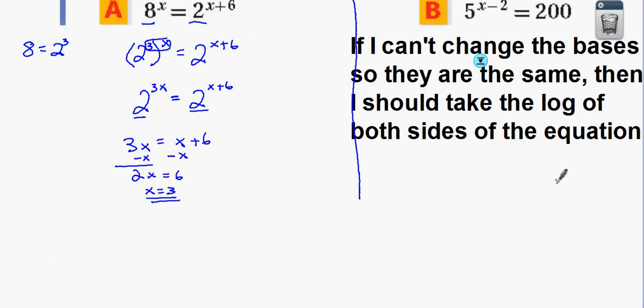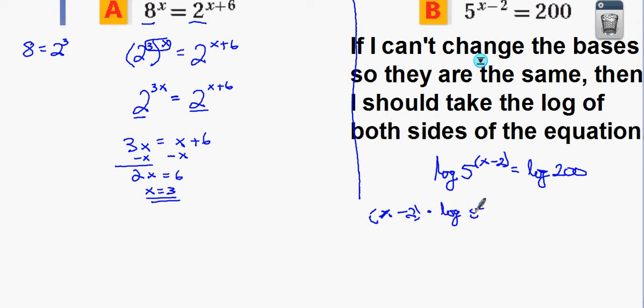All right, so that's exactly what I'm going to do. I'm going to go log 5 to the x minus 2 equals log 200. So using one of the rules we've just learned, if I have my variable in the exponent position in a log, I can actually put that out front, x minus 2 times log 5 equals log 200.